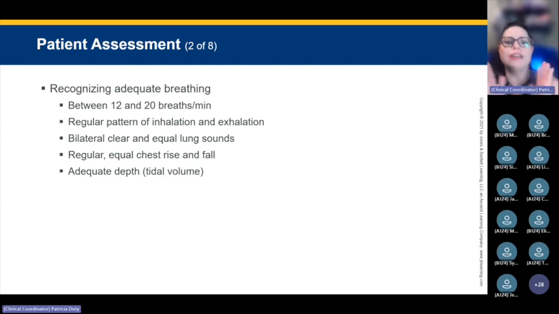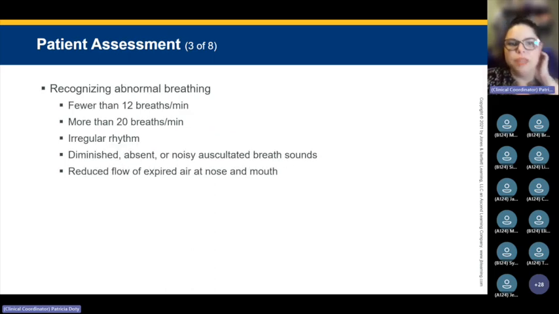Okay, so let's recognize our adequate breathing. Remember, I told you last chapter, there's some stuff you got to memorize. An adult, 12 to 20 times per minute, right? Here it is again. Regular pattern of inhalation and exhalation. Do they match? Is it bilateral? They're equal, clear lung sounds. Is it regular chest rise and fall? Is it an adequate depth or tidal volume? These are the things that we're going to ask ourselves.